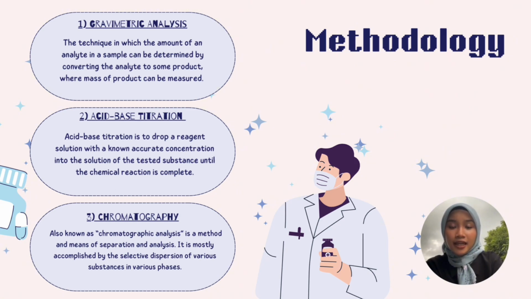It is the technique in which the amount of analyte in a sample can be determined by converting the analyte to some product where the mass of the product can be measured. According to different separation methods, gravimetric methods are usually divided into precipitation, volatilization, electrogravimetry, and thermogravimetry. The accuracy of the analysis result is also high.